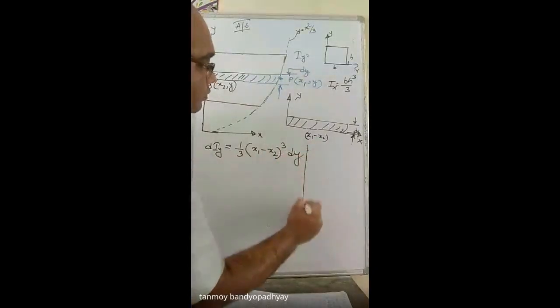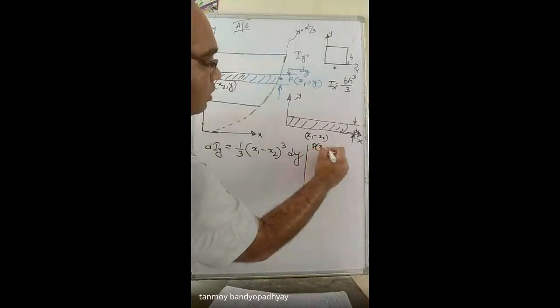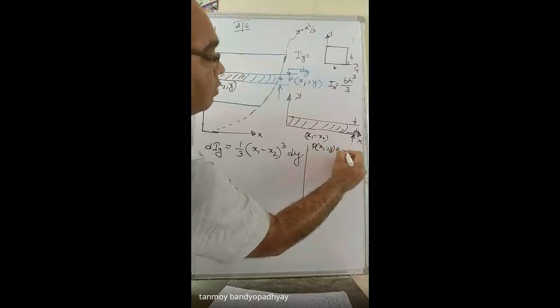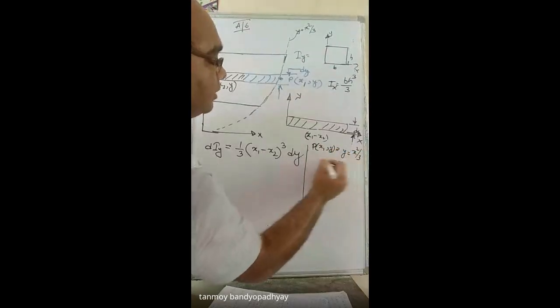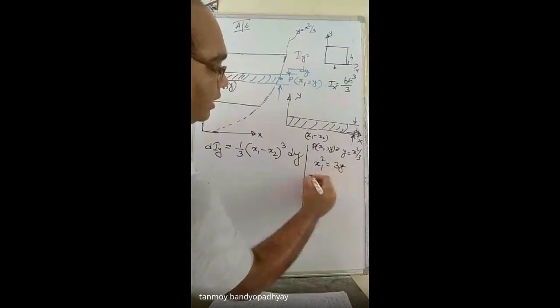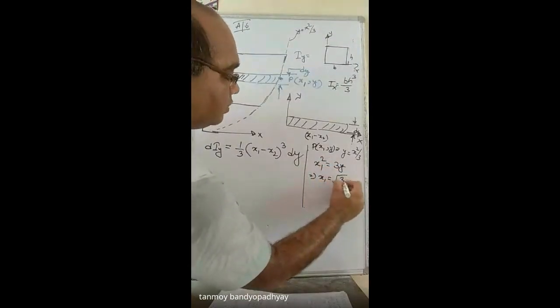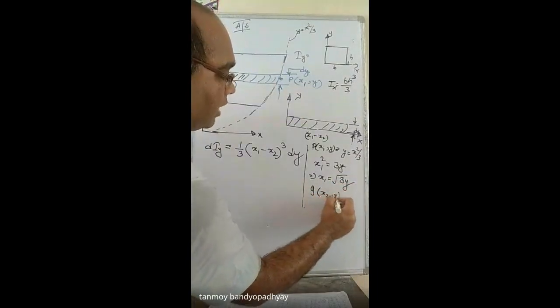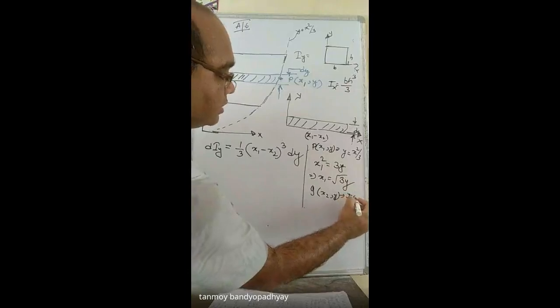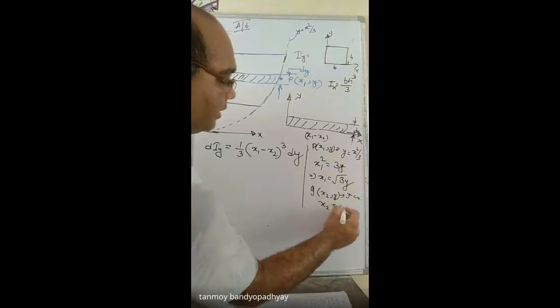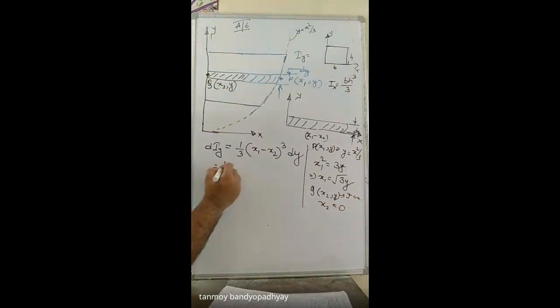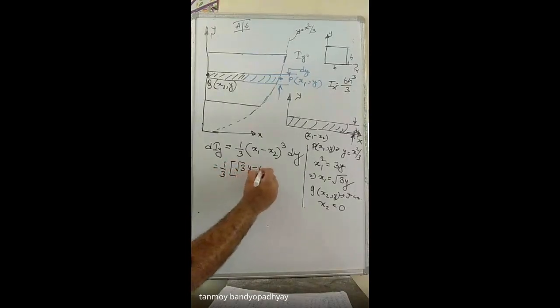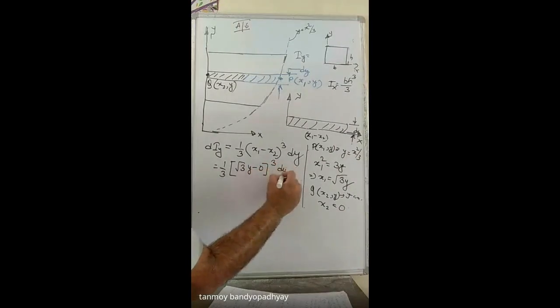P(x1, y) lies on the curve y is equal to x square by 3. So if I put it, x1 square is equal to 3y. So x1 should be equal to root 3y. And Q(x2, y) lies on the y-axis, so x2 will be equal to 0. So this reduces to 1/3 into (root 3y minus 0) whole cube into dy.